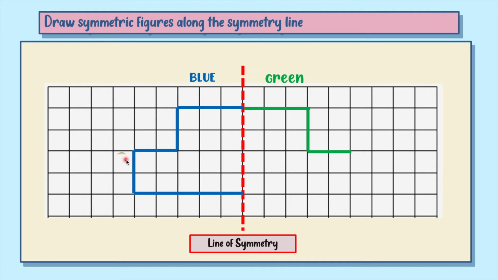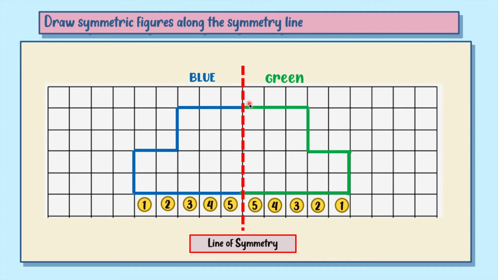Next one, I will draw this part. So 1, 2, this is going down. Here also I will draw 1, 2 going downwards. So 1, 2, draw a line. Okay, this is the last part. So 1, 2, 3, 4, 5. 5 boxes. So I will draw for the green side going to the left. 1, 2, 3, 4, 5. So I draw a line straight away. So I have completed my symmetric figure.